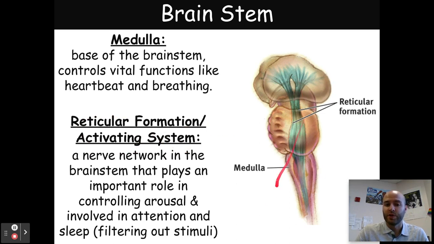It also works with something called the pons, which we'll get to in a second, that helps you fall asleep and stay asleep while you're sleeping. This activating system filters out different stimuli, different sounds that are unnecessary, and helps keep you asleep, and may arouse or awake you if something important occurs and it needs your attention.